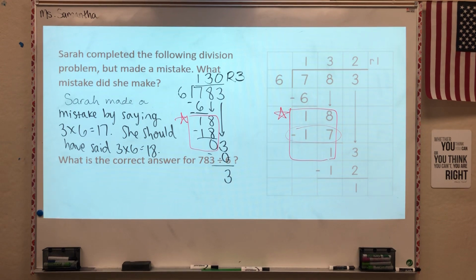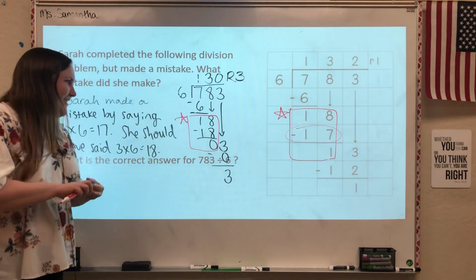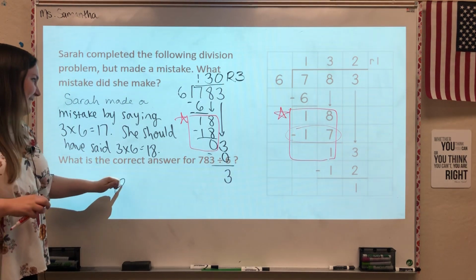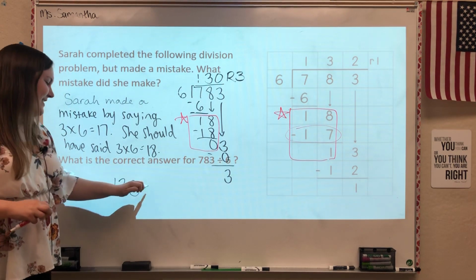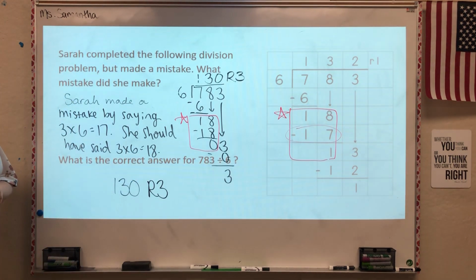Now notice the second part is asking what is the correct answer? Well, hey, how nice. We've already done that part. We can go ahead and just copy down our answer, 130 remainder 3. And that would be our final answer for this one. That is all of the review questions I've got for this.